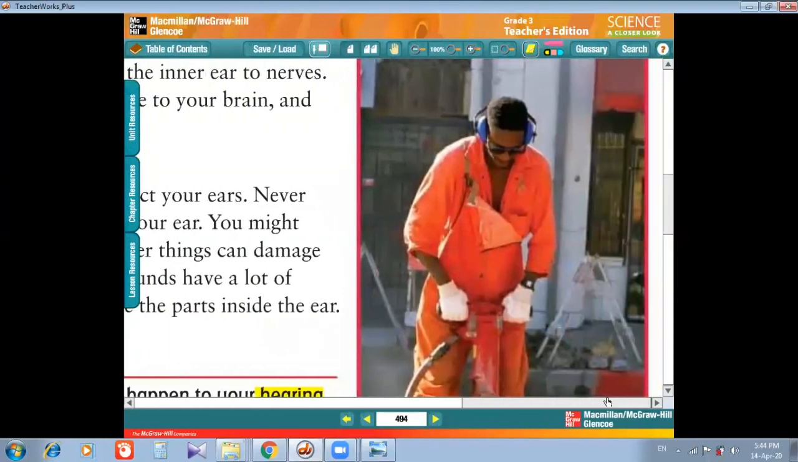Now here there's a picture. This is a worker who is drilling with a machine. This machine makes a huge noise, very loud noise. So in order to protect his ears, he is using these headphones for the protection of his ears.